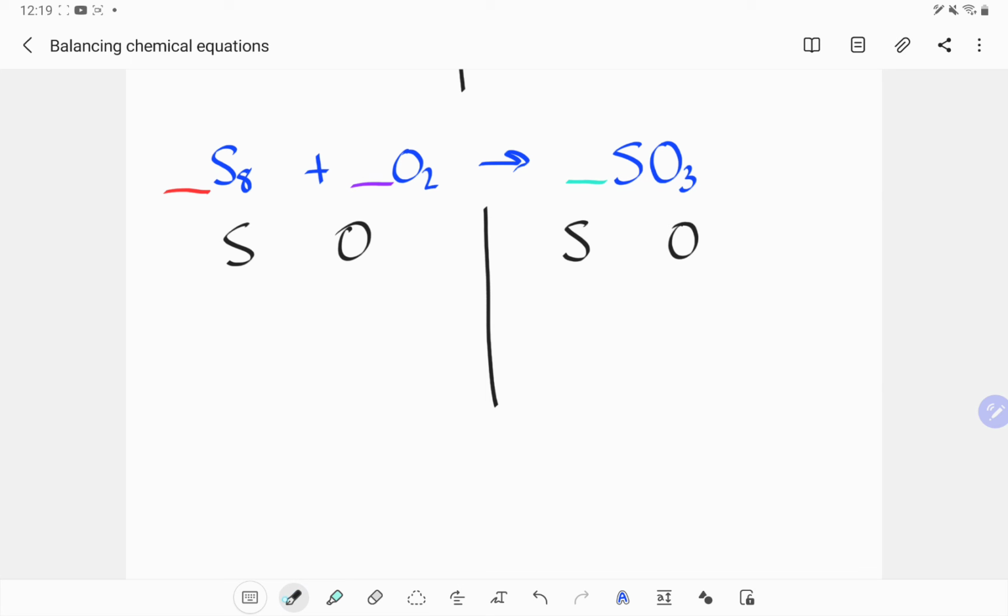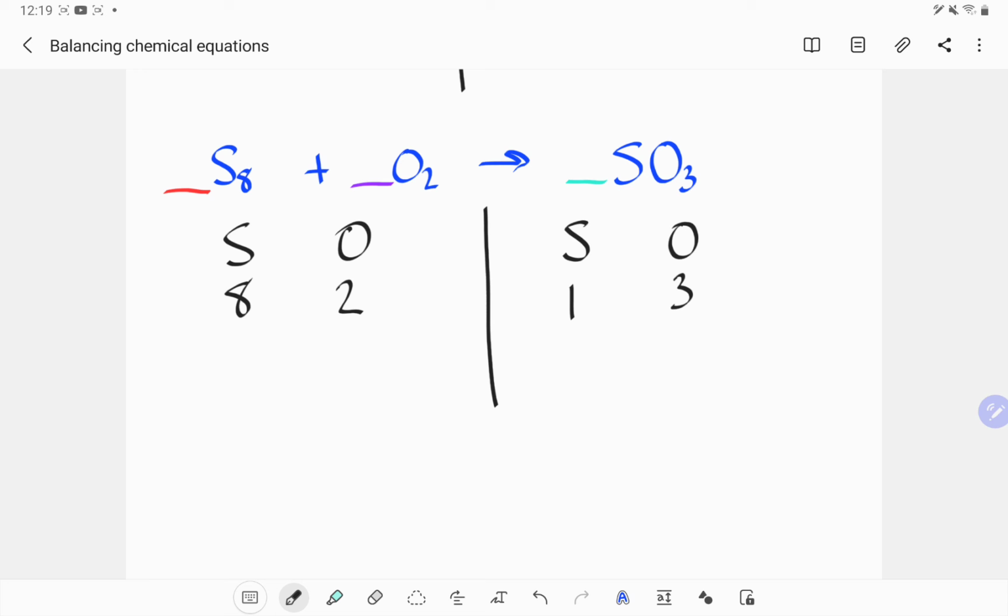So how many sulfurs do I have? I have 8 on the left side of the equation. And there's no number written here, so there's 1 sulfur on the right side of the equation. Oxygen, I have 2 oxygens on the left side of the equation, and I have 3 oxygens on the right side of the equation. So let's balance this all out.